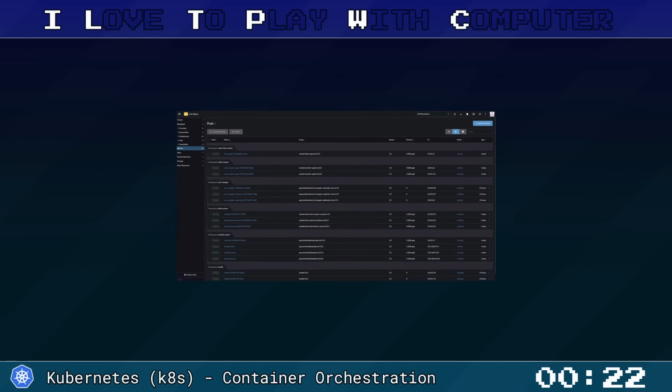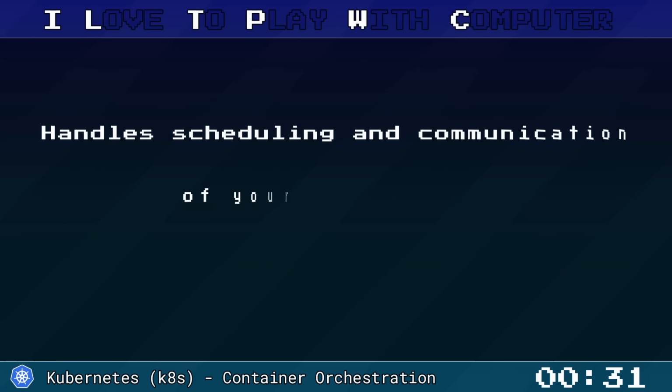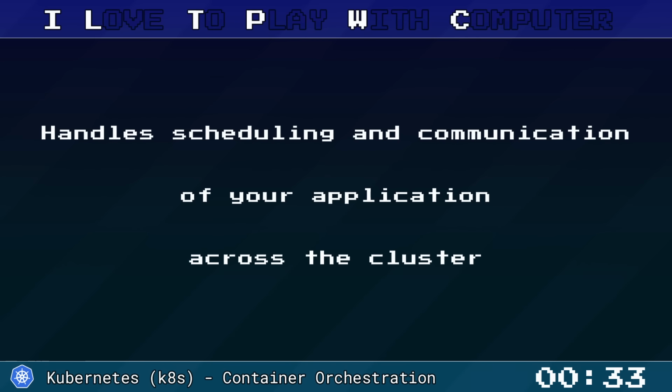Well, consider you have numerous containers running across multiple machines. Managing these manually is a daunting task. That's where Kubernetes comes to the rescue. It efficiently handles scheduling and communication of your applications across a cluster of computers.